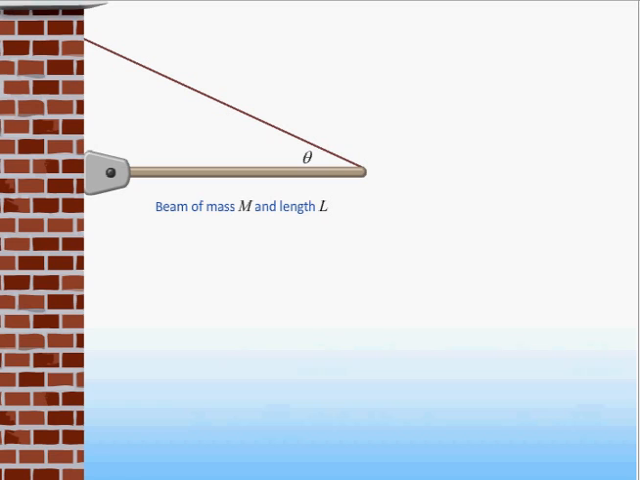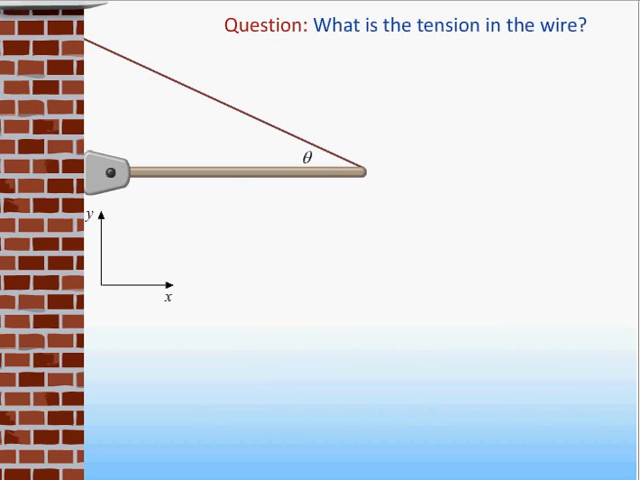Here we see a horizontal beam having a mass m and length L attached to a vertical wall by a hinge. The far end of the beam is supported by a massless wire that makes an angle theta with the beam. Our job is to determine the tension in this wire. We begin by drawing and labeling all forces acting on the beam. The weight acts at the center of mass, and the tension due to the wire acts at the end of the beam in the direction of the wire.